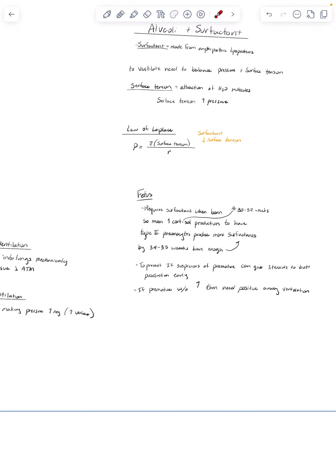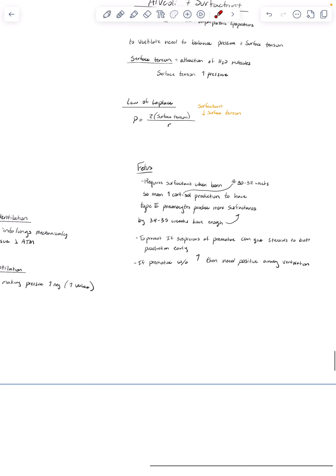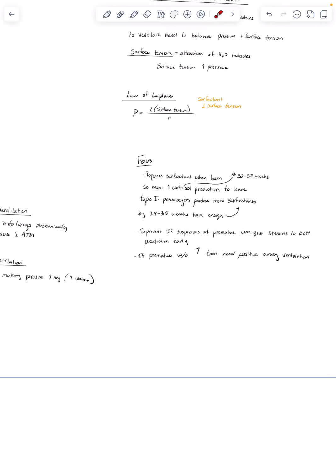Now, if we think that a baby's going to come earlier than that, we can give steroids, and that can help a lot for the baby to develop surfactant. That medicine is a steroid called cortisol. And so that's one thing. And if they don't get that, then we need to use positive ventilation, which is really just kind of sad.